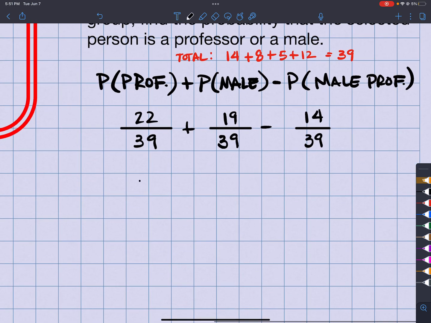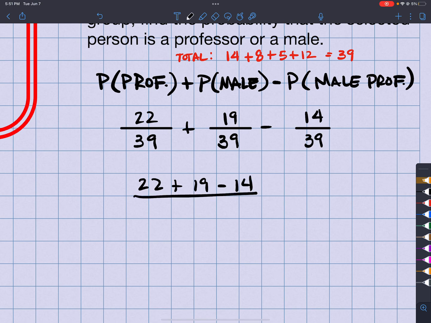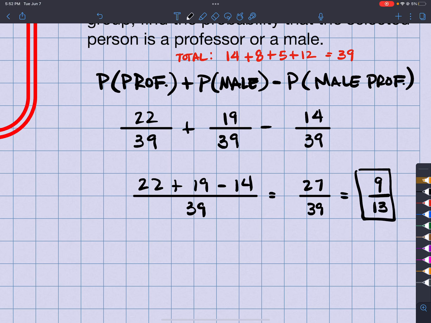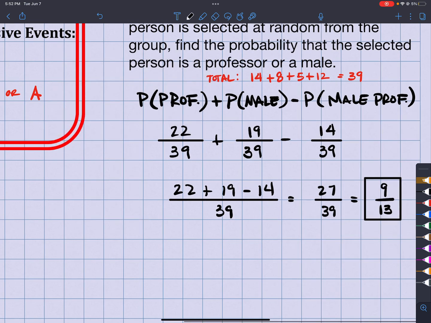So what I'm going to have to do is go 22 plus the 19 minus 14 all over 39. So here I will have 27 over 39, which can reduce, right? 3 can go into both. So 9 over 13 is what I have. And there's my probability of that random person being picked as a professor or a male.